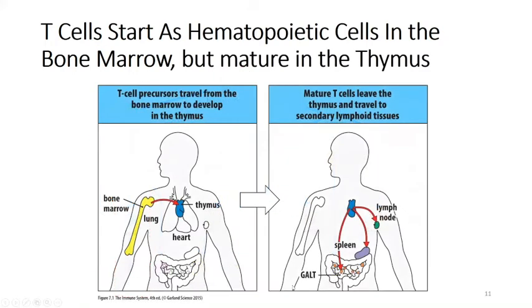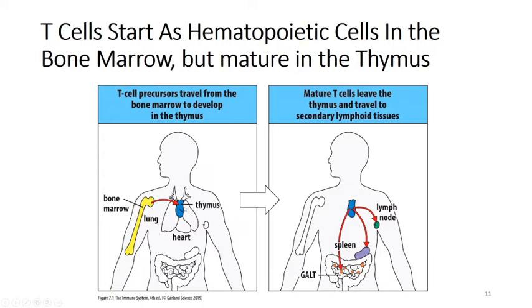T cells start as bone marrow cells, but then they migrate to the thymus. That's why they're called T cells. B cells are called B cells because they were first discovered in birds, which have a special organ called the bursa. They also develop in the bone marrow. So they're called B cells because they develop in the bone marrow, while T cells develop in the thymus. So they're thymus dependent cells.